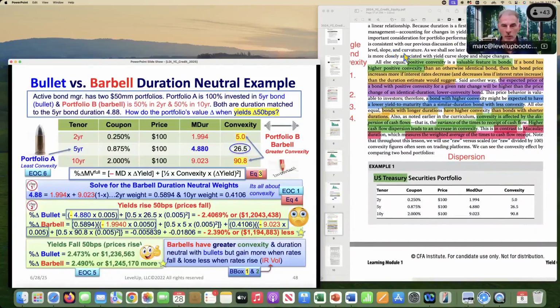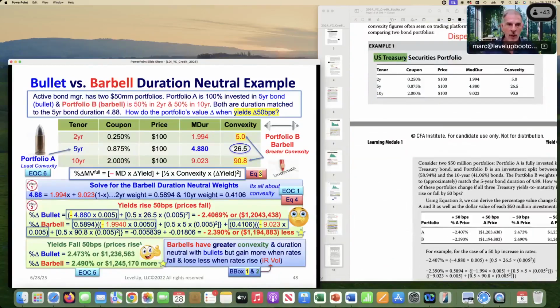So if you come down here, it says I've got an active bond manager who has 2 different portfolios, a 50 million portfolio. Portfolio A is in a bullet, 100% in a 5-year bullet bond. And then portfolio B is a barbell. I got half of it in a 2-year, half of it in a 10-year. Both are duration matched. So they both have exactly the same duration.